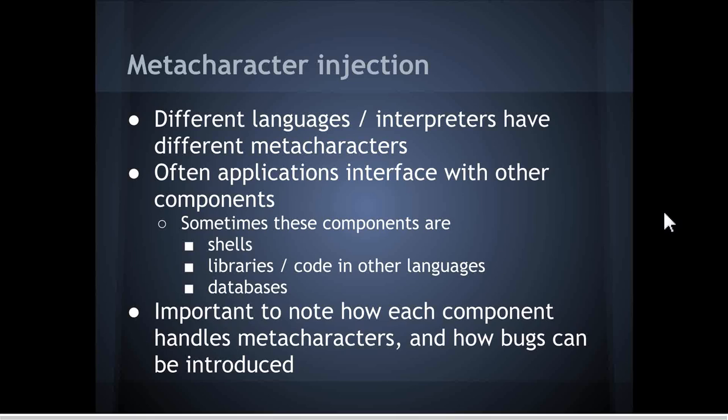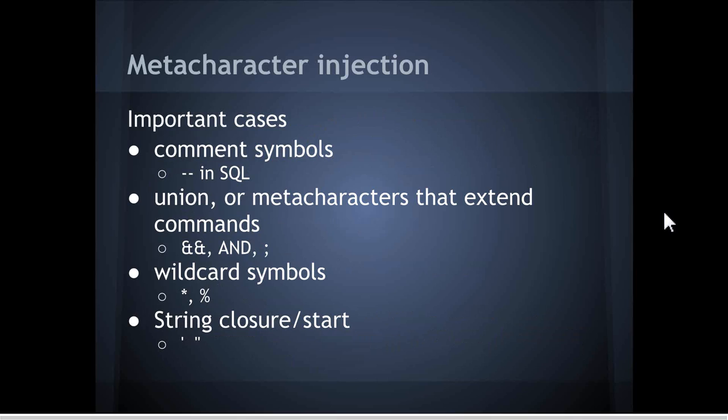The last important case that I consider is meta-character injection. Meta-character injection is commonly used when applications use components that are written in different languages or different interpreters, or basically interface with other components like databases, maybe libraries, code in other languages. Perhaps they outsource some calculations to the system shell and then just run system and then whatever they want to evaluate. It's really important to note how each component in an application handles meta characters and how bugs can be introduced. So these are really important cases of meta characters.